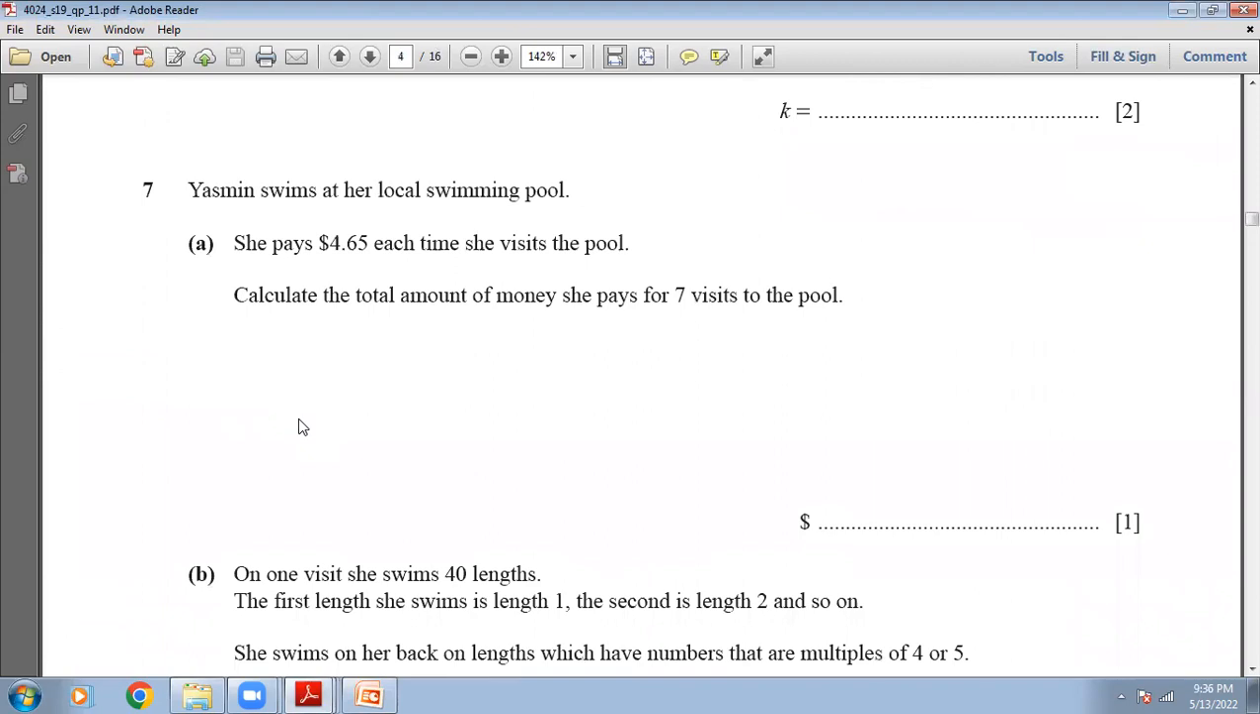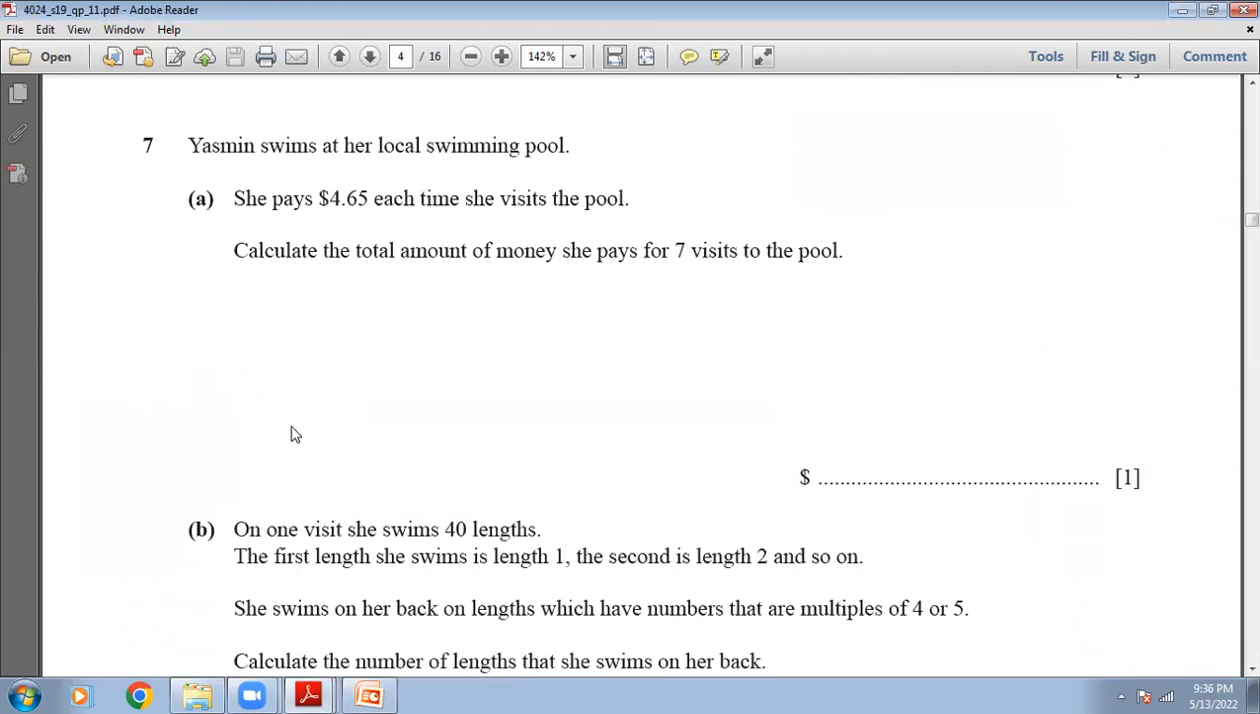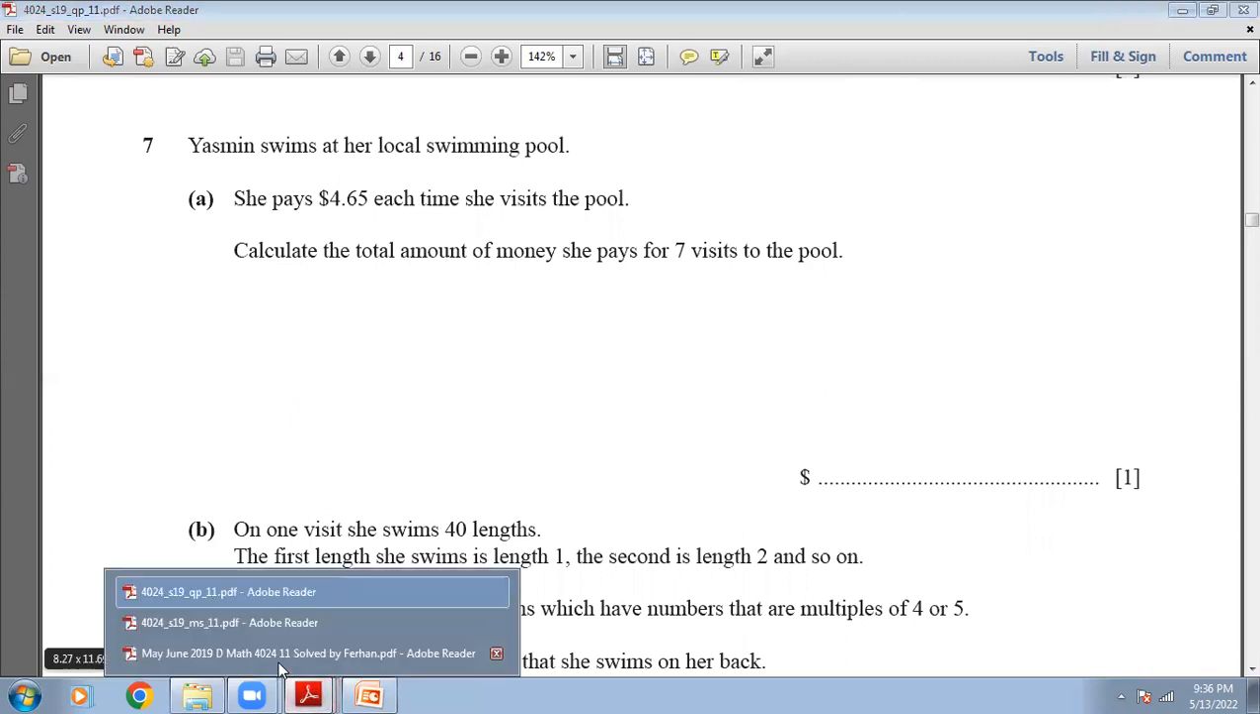The next question coming up on your screen is question number 7. He says Yasmin swims at her local swimming pool. She pays $4.65 each time she visits the pool. Calculate the total amount of money she pays for 7 visits to the pool. This question is again on the concept of proportions, visit and money. 1 visit is $4.65 and 7 visits, how much money? So it's a very simple proportion question.